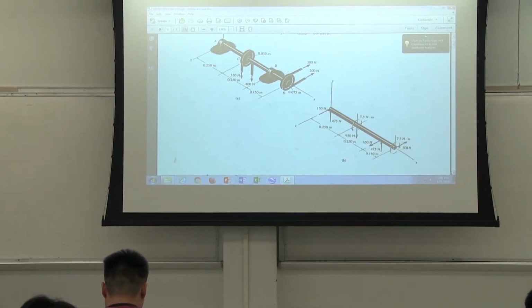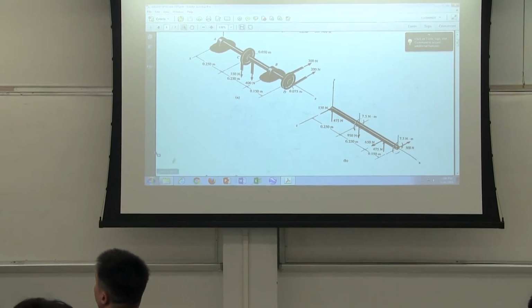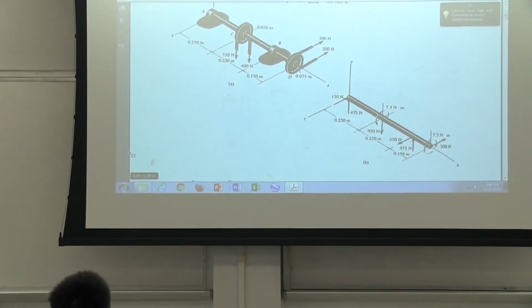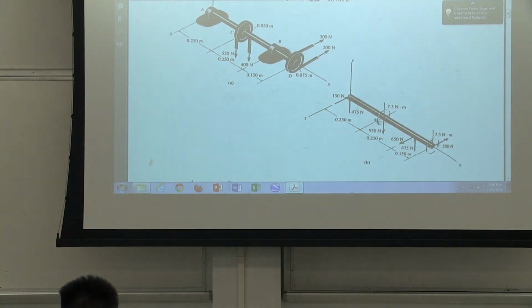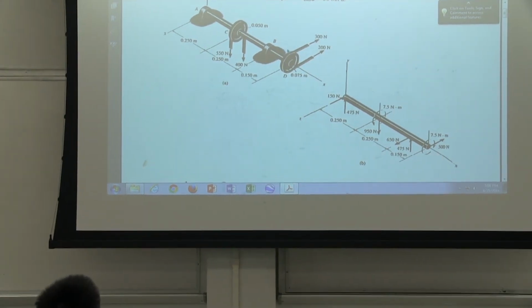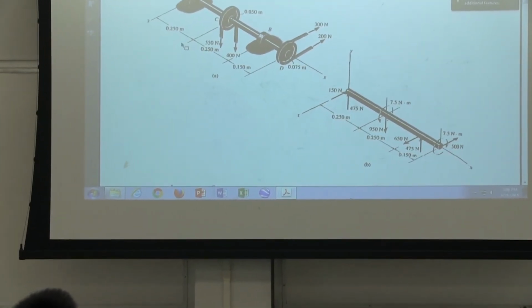This is a free body diagram. Yes or no? Notice there is a torque here. There is a torque here. The two torques are equal, and everybody understands that.